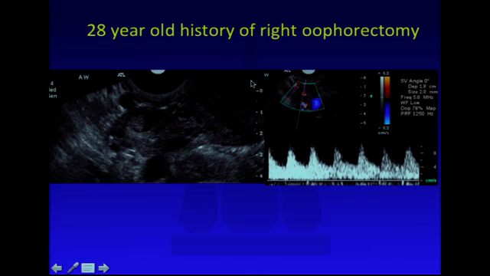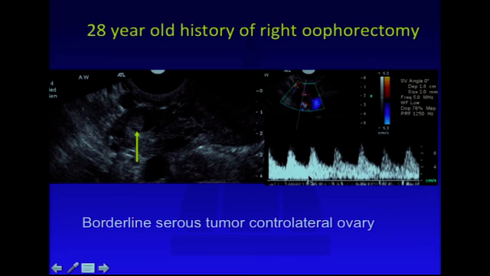This is another patient we were following. She had a right oophorectomy for an ovarian tumor of low malignant potential, and she came back, and in the other ovary there is a much smaller lesion, but again, you can see this papillary, nodular solid component with increased flow, and so this was a borderline serous tumor in the contralateral ovary in this patient.